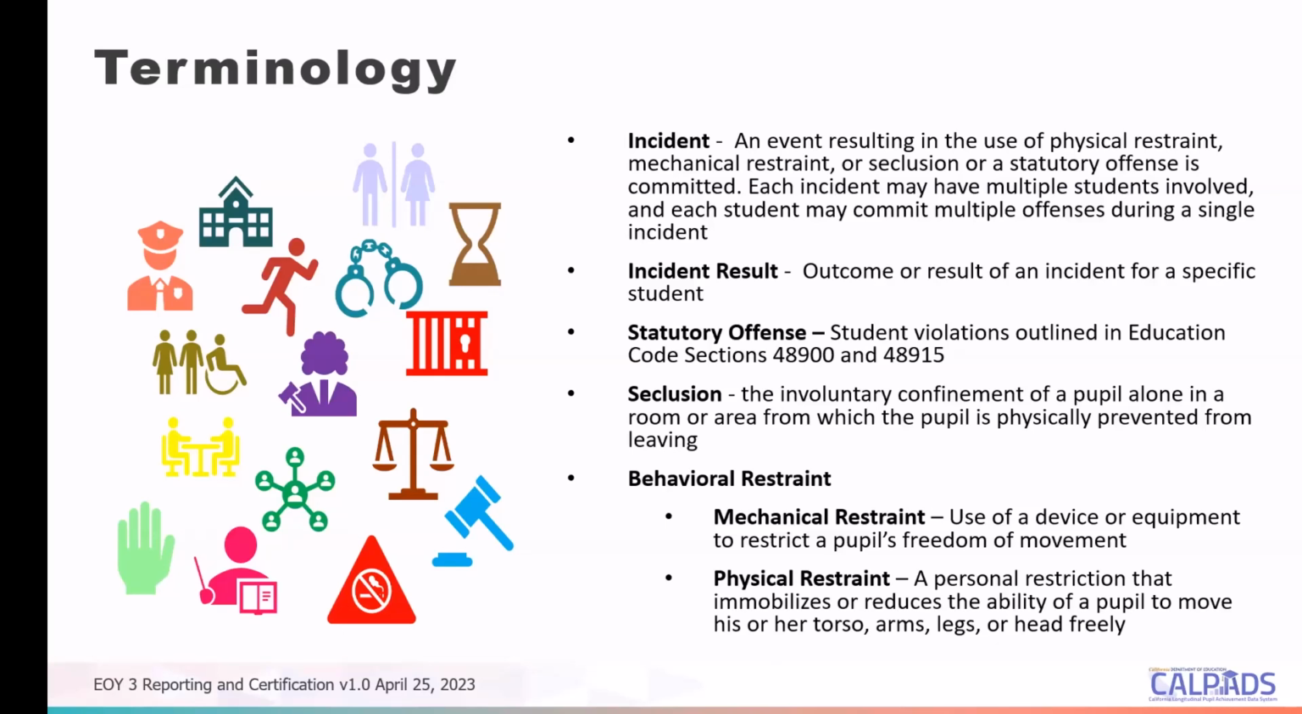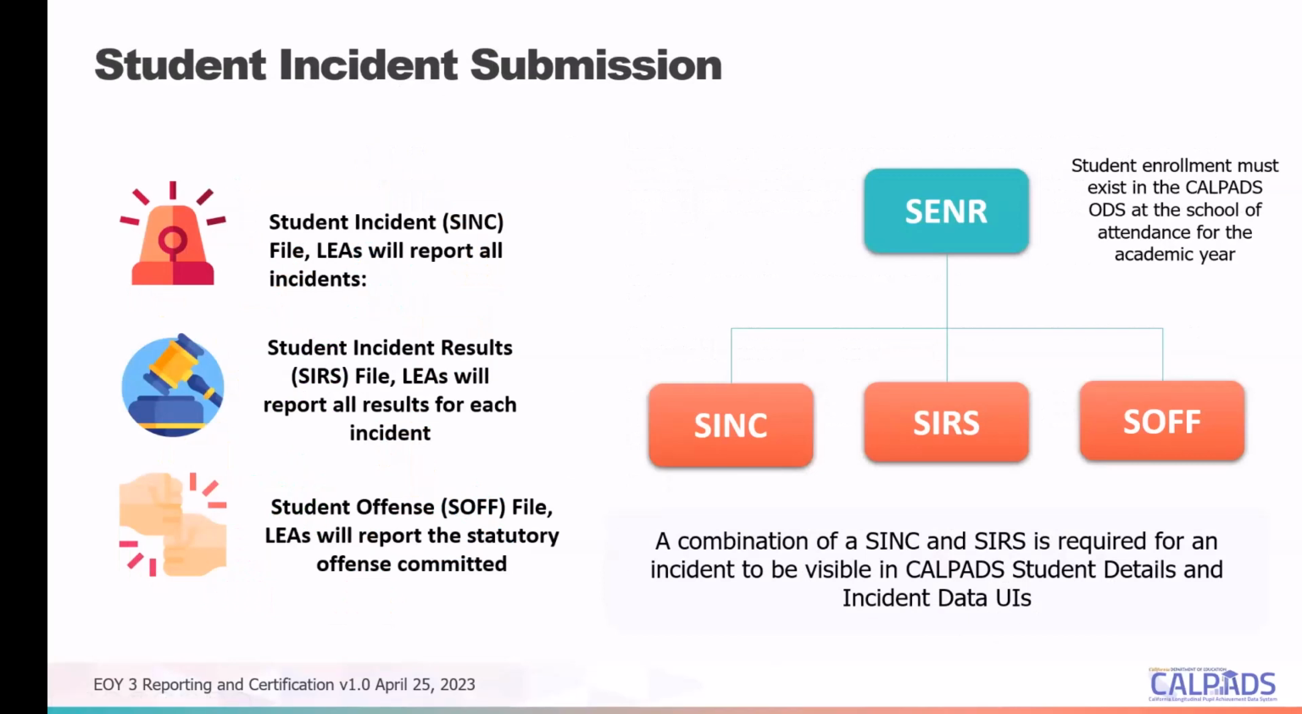Same with behavioral restraint, right? Mechanical restraint is the use of a device or equipment to restrict a pupil's freedom of movement. And a physical restraint is a personal restriction to immobilize or reduce the student's ability to move their body, right? Several different body parts listed. And then student incident submission.